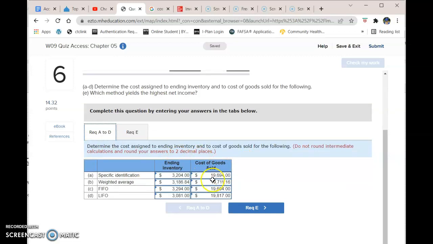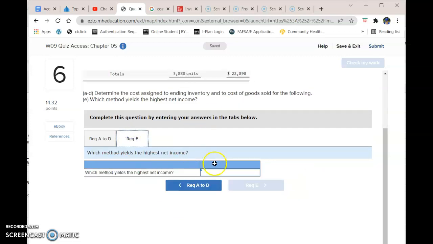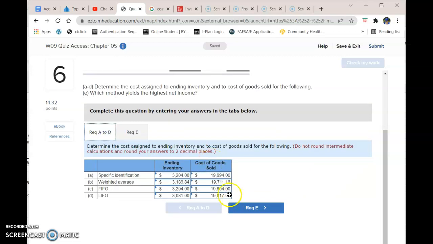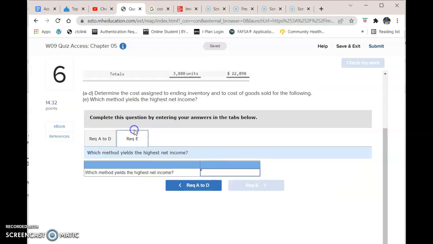And the easiest way, just by looking, the one with the lesser cost of goods sold or the lesser expense that will be reported on the income statement is going to yield a higher net income because there will be less expenses that are being subtracted from the sales or the revenues. So we're actually going to observe which one is the lowest. It looks like the first in, first out. We're just going to put that in.